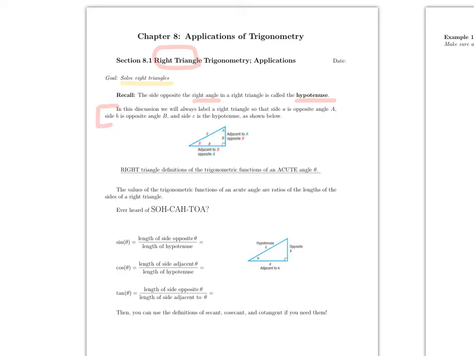When we talk about trig and triangles, we are always going to label a right triangle so that side little a is opposite angle capital A. Side little b is opposite angle capital B. And side c is the hypotenuse. Now in this case side a is horizontal at the bottom, but it doesn't matter if that's the case or if side a was here. If side a was this vertical side, that's fine, but the angle opposite is angle capital A.